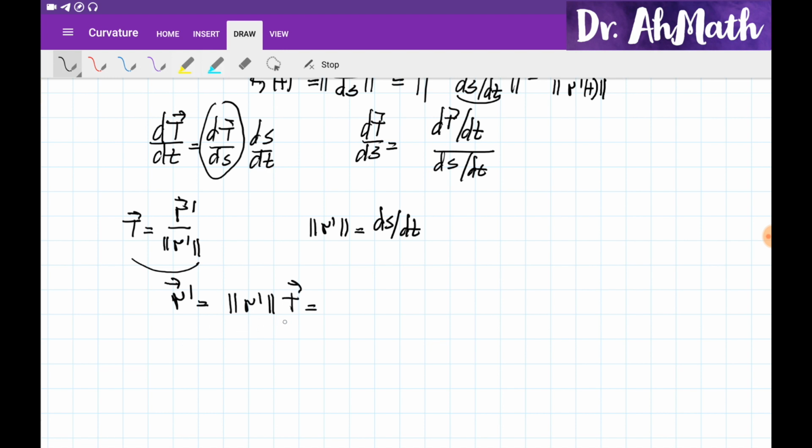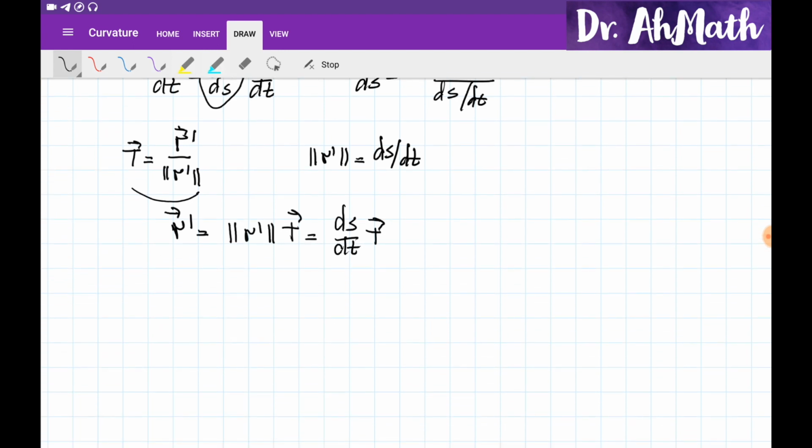So at the same time, the norm of r prime is ds/dt multiplied by T, right? And then I'm going to take the derivative of r one more time. So basically, I would like to find the second derivative of r. In order to do this, this function depends on t and this function depends on t. So if I take the derivative of the multiplication of two functions, I need to use the product rule, right? So first of all, I'm going to take the derivative of the first part.